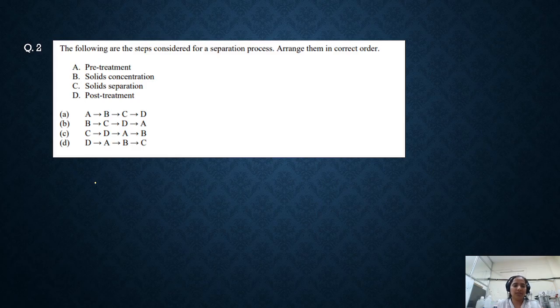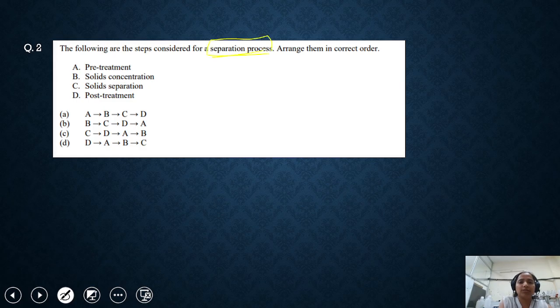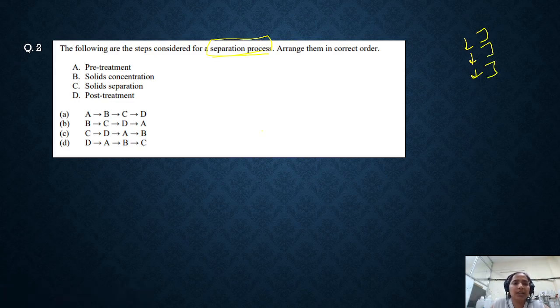Now coming to the second question. This is a very simple and very important question, because in this you will learn the stepwise separation process. You must know what you are doing at every step. They are asking: the following are the steps considered for a separation process; arrange them in correct order. Which process do you have to do first and then later on? First is pre-treatment, second is solid concentration, C is solid separation, and D is post-treatment. So you have to arrange them in a sequential order.